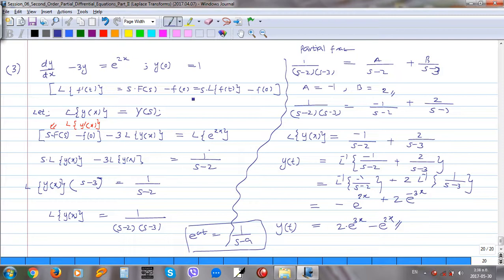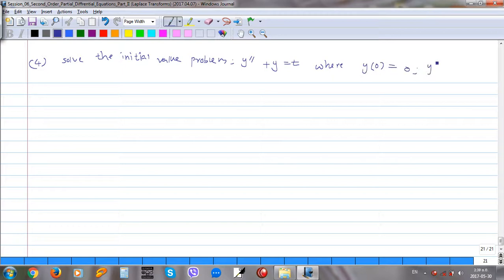This is a way of using the Laplace transformation in differential equations, right? I am going to discuss one more example with you. Finally, fourth example: solve the initial value problem y double dash plus y equals t, where y(0) equals 0 and y dash (0) equals 0. This is the initial value problem.